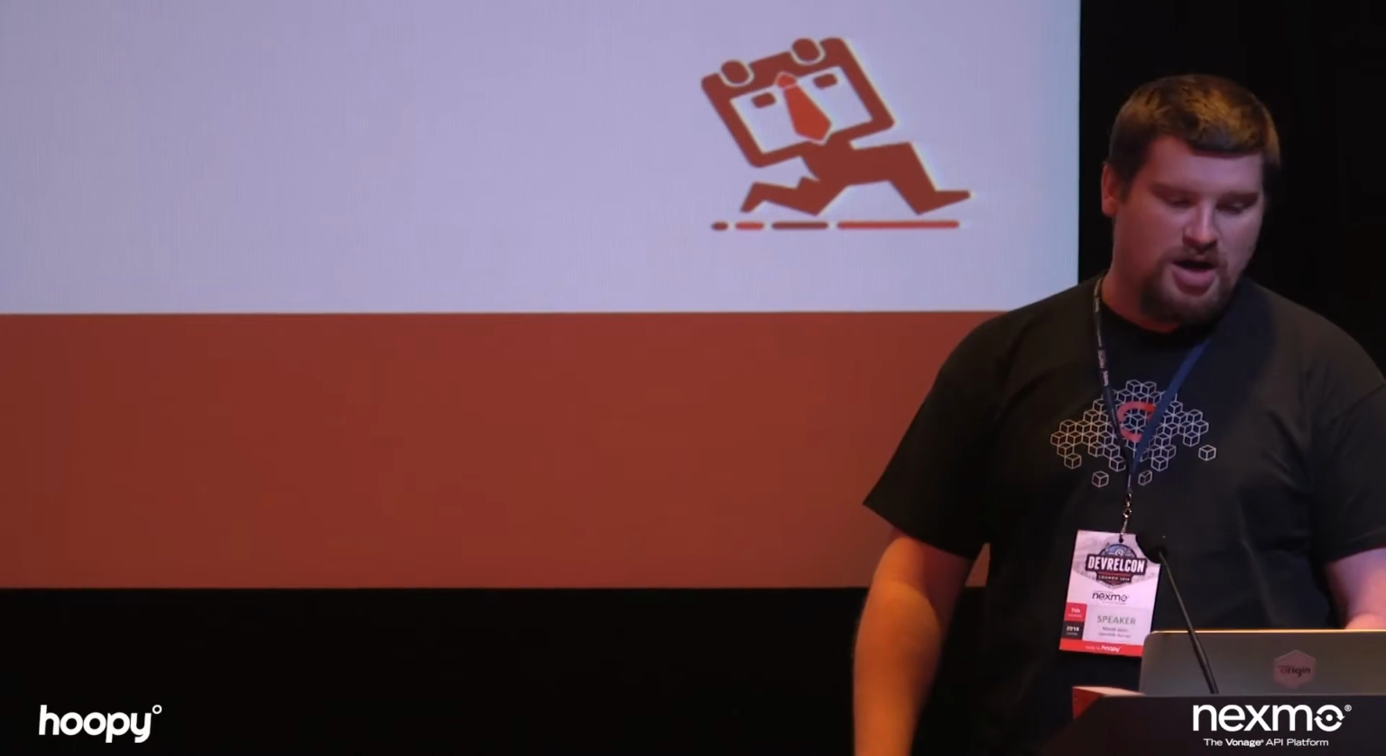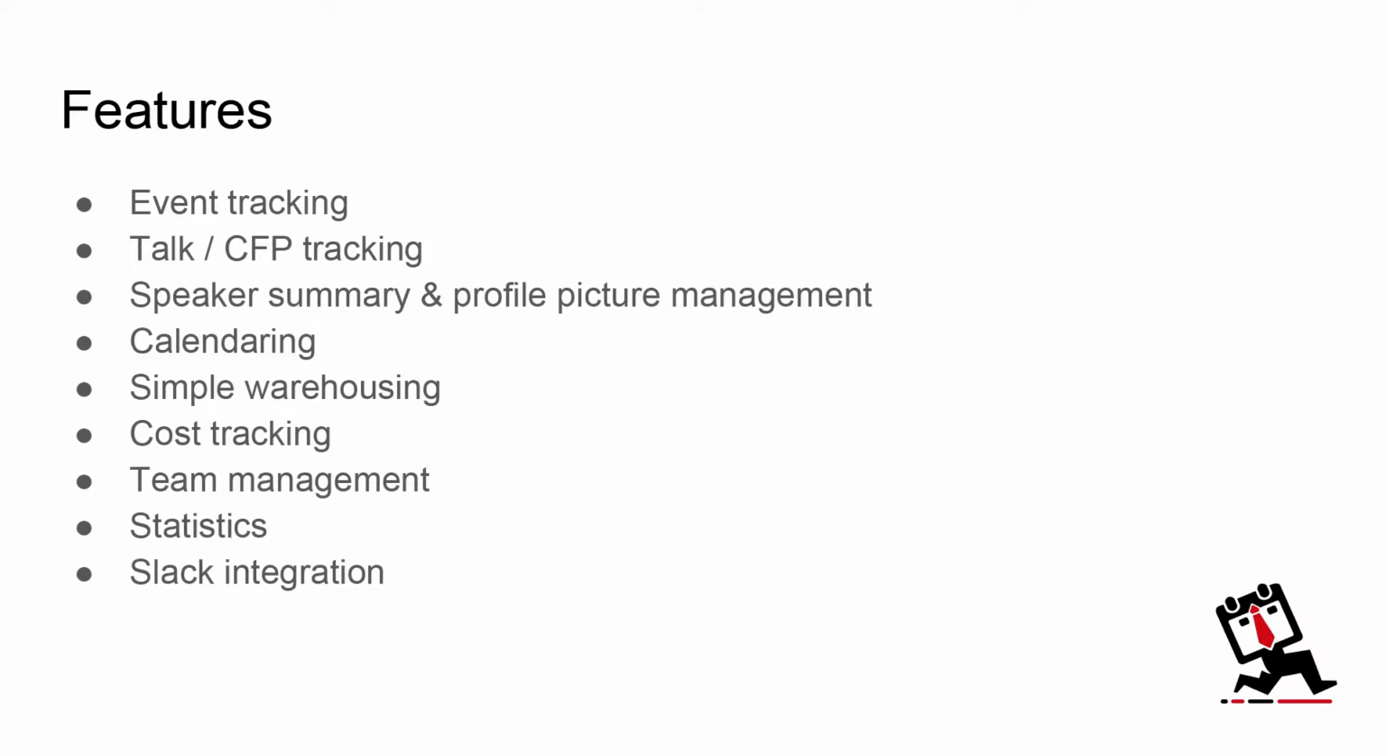There is a simple web-based calendar inside the tool, and we also have iCal export, so you can import everything into Google Calendar or iCal on your Mac. We have a simple warehousing system. For swag, you enter your counts of items and the prices, and then you can assign swag to a specific event. You can track cost, travel, sponsorships, and the swag that you send for the event.